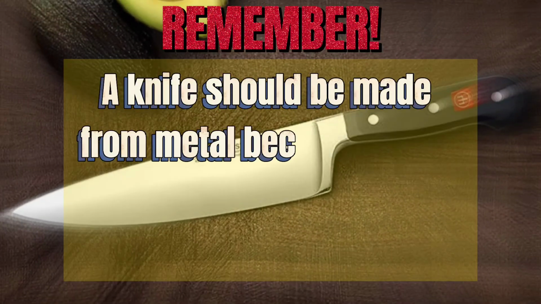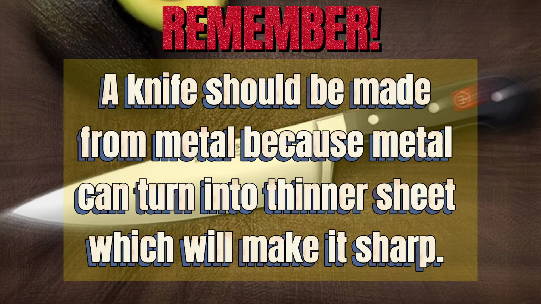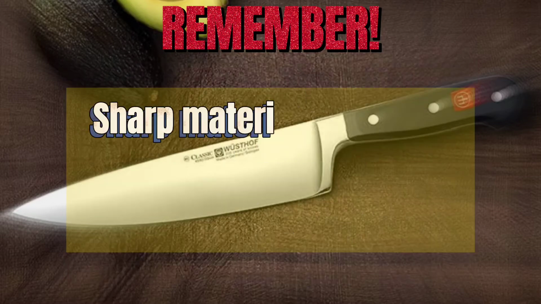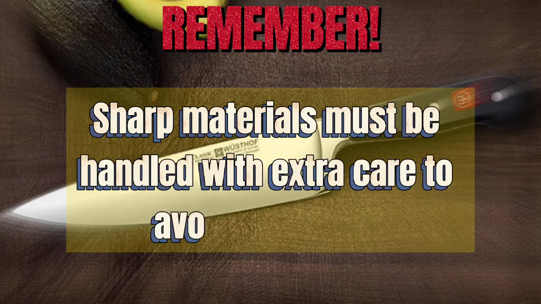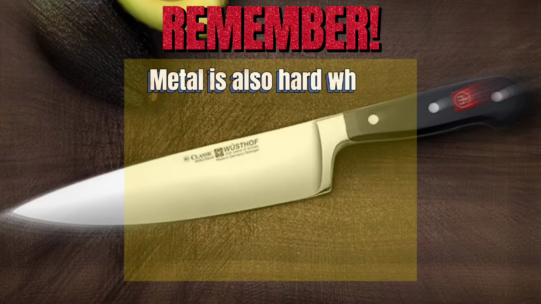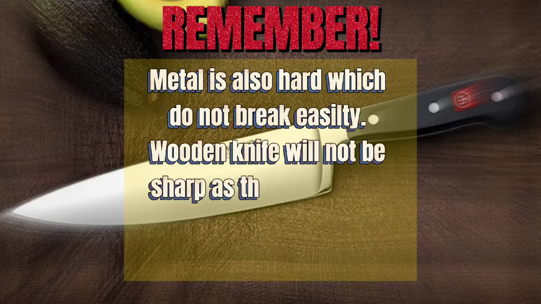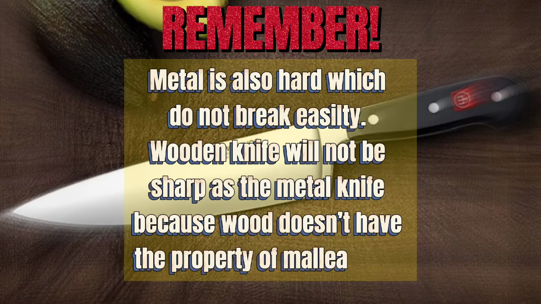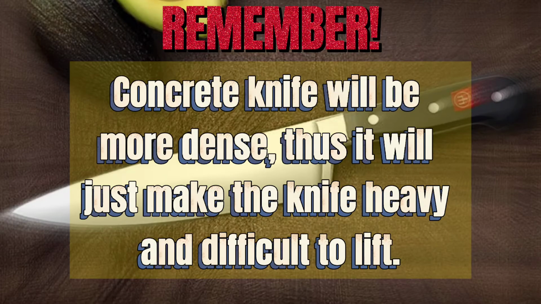A knife should be made from metal because metal can turn into thinner sheets, which will make it sharp. Sharp materials must be handled with extra care to avoid accidents. Metal is also hard, which does not break easily. A wooden knife will not be as sharp as a metal knife because wood doesn't have the property of malleability. A concrete knife will be more dense. Thus, it will just make the knife heavy and difficult to lift.